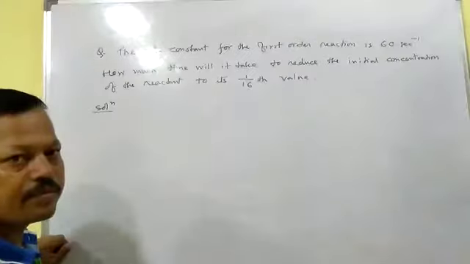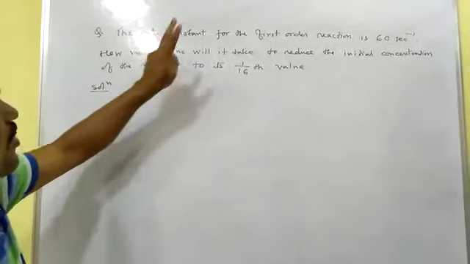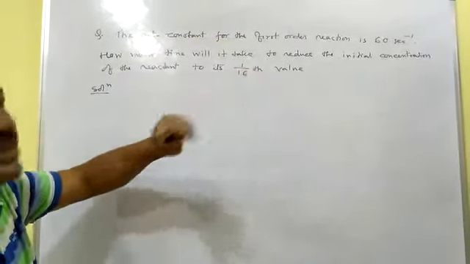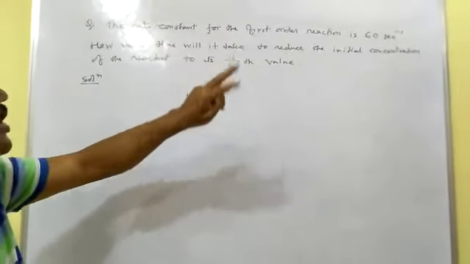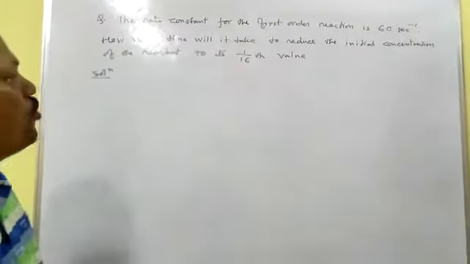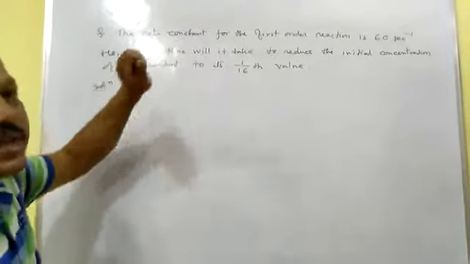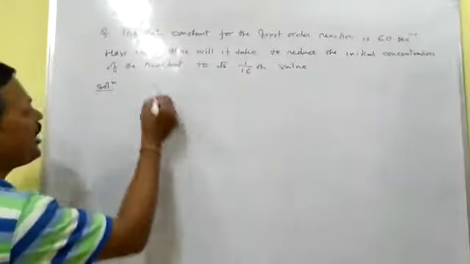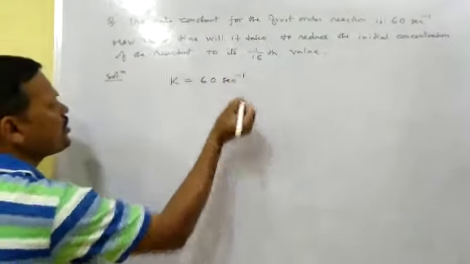Okay, this is another question. The rate constant for the first order reaction is 60 second inverse. How much time will it take to reduce the initial concentration of the reactant to its 1/16 value? So this is also a first order reaction. The value of rate constant k is given. This is called rate constant. It is given as 60 second inverse.